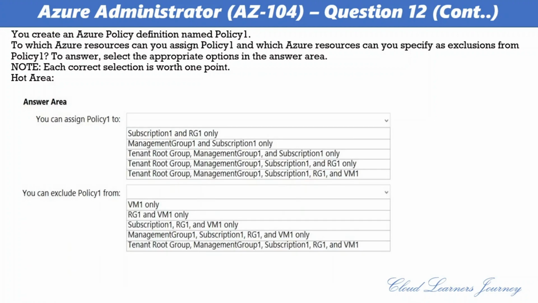And in the answer area, the first one is you can assign policy 1 to tenant root group, management group 1, subscription 1, RG1, and VM1. Once business rules have been formed, the policy definition or initiative is assigned to any scope of resources that Azure supports, such as management groups, subscriptions, resource groups, or individual resources. The second answer area, you can exclude policy 1 from management group 1, subscription 1, RG1, and VM1. You can exclude a subscope from the assignment. So here the subscope is mainly tenant root group.